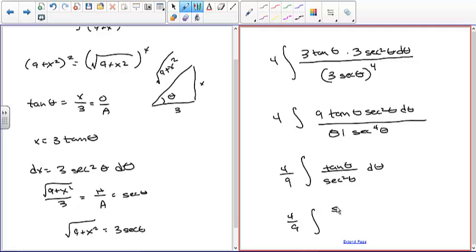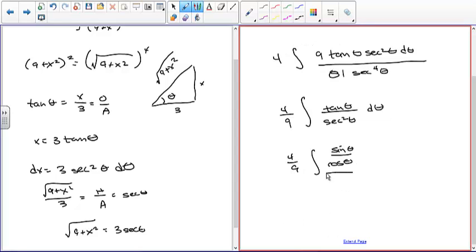So tangent is sine of theta over cosine theta, and the secant is 1 over the cosine, so that's 1 over cosine squared.